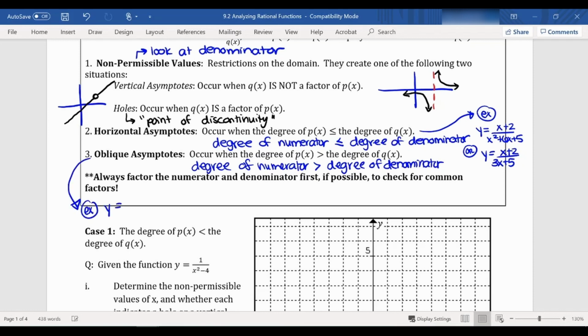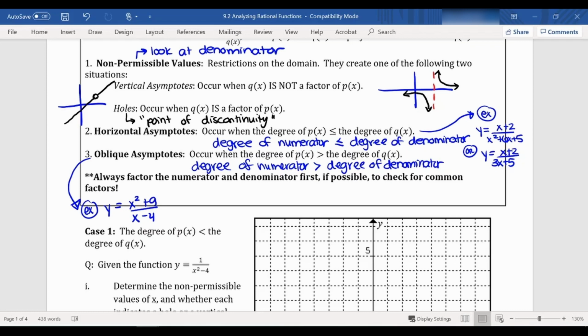An example here would be if you had y equals x squared plus 9 over x minus 4. This one is not going to have a horizontal asymptote. It will have a vertical asymptote and an oblique asymptote. So you can have a vertical asymptote and a horizontal asymptote, or a vertical asymptote and an oblique asymptote, but you cannot have a horizontal asymptote and an oblique asymptote at the same time. That's not possible.